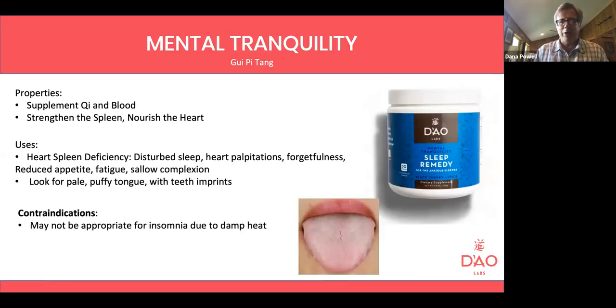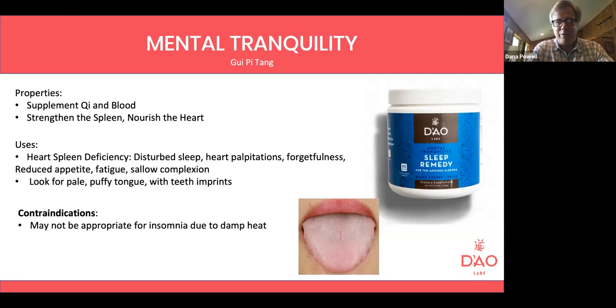Next, we're going to talk about Mental Tranquility. This is our version of Gui Pi Tang. This is a fabulous formula. We sell it as one of our sleep remedies. We sell two sleep remedies, and it's extremely effective at supplementing qi and blood. It strengthens the spleen and nourishes the heart. We strongly recommend it for patients with disrupted sleep or insomnia that present with a heart spleen deficiency, which is the standard pattern in Chinese medicine.